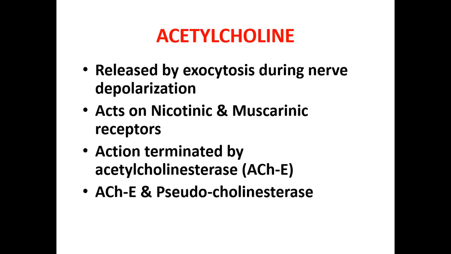When you look at acetylcholine, there's one diagram I would like to explain: how acetylcholine is synthesized, how it is stored, and how it is metabolized. Acetylcholine is released by a process called exocytosis during nerve depolarization and acts on nicotinic and muscarinic receptors. The action is terminated by an enzyme called acetylcholinesterase. There are two types of cholinesterases, acetylcholinesterase and pseudocholinesterase. There are two enzymes present.